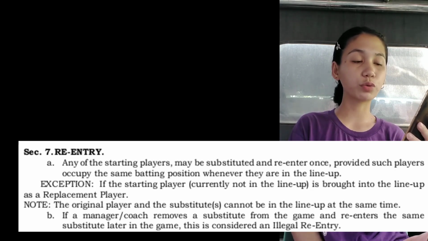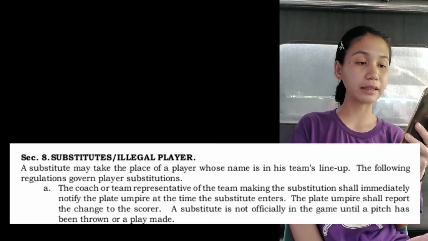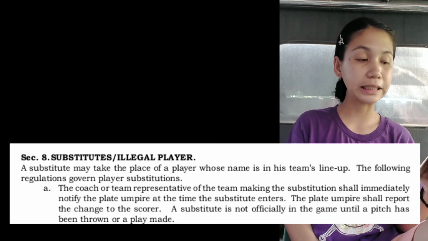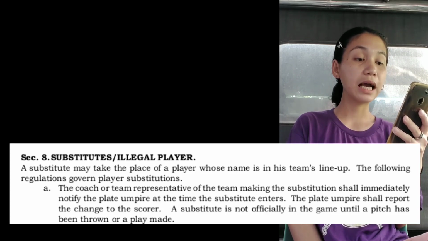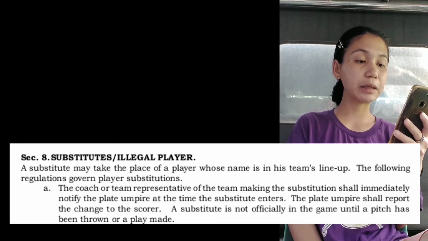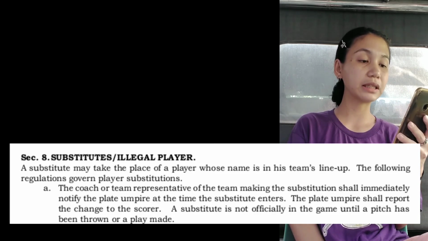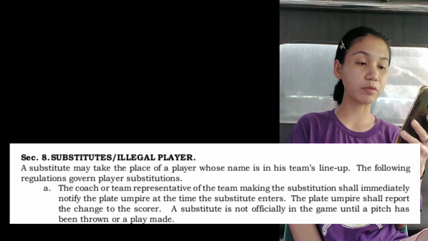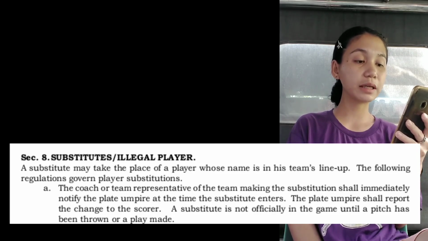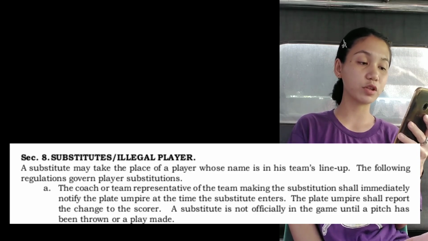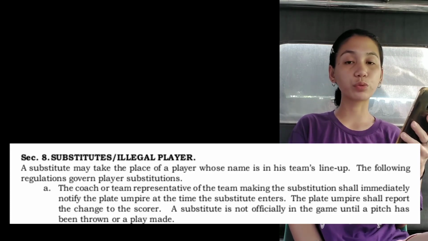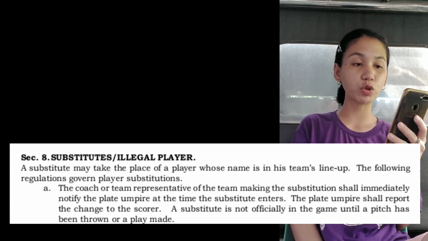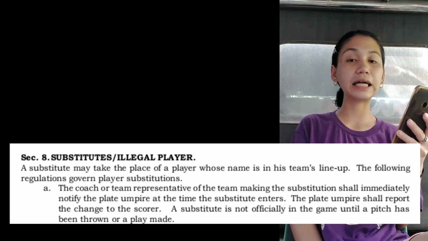So let's move on to rule number 4, section 8, the substitutes or the illegal player. A substitute may take the place of a player whose name is in his team's lineup. The following regulations govern player substitution. So, the coach of the team, or representative of the team making the substitution, shall immediately notify the plate umpire of the time and substitute entered. So that is rule number 4, section 8, substitutes or the illegal player.